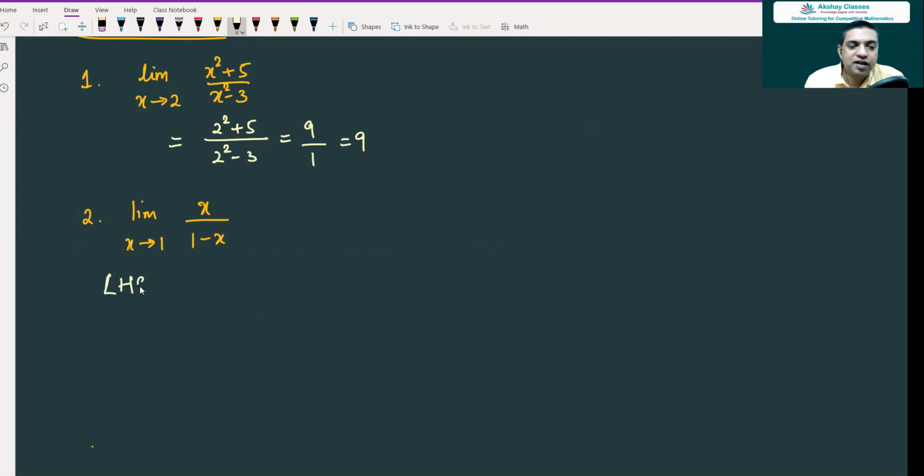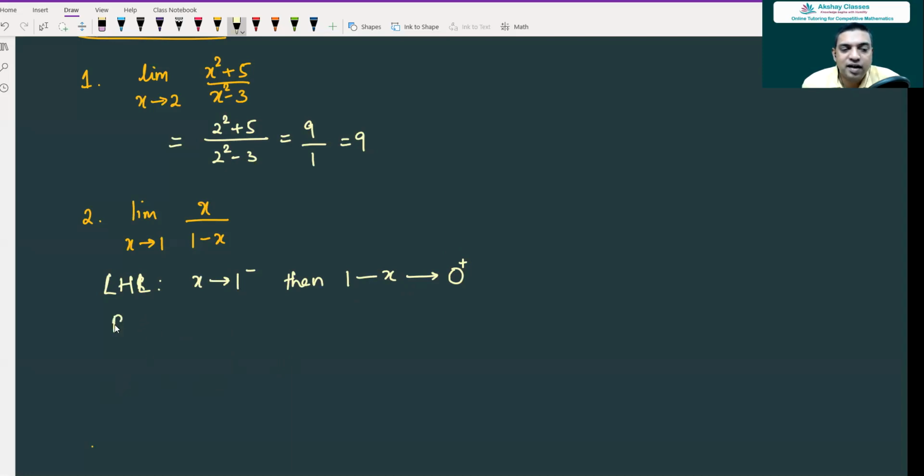Now let us evaluate the left hand limit. As x tends to 1 minus, that is, its value is lesser than 1, then 1 minus x will approach 0, but with positive values. Say x is 0.99, then 1 minus x will be 0.01. So it will be 0 plus, and the denominator will be positive.